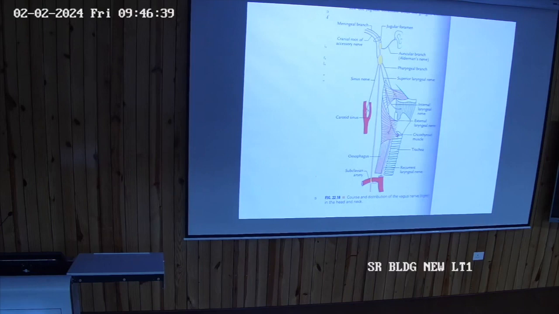Besides this, there are another two nerves which are not shown here in the diagram: the superior cervical cardiac branch and the inferior cervical cardiac branches. Both these cardiac branches you will read in detail in physiology. I am telling you just that on stimulation they produce inhibition of the heart, or they are the inhibitory centers of the heart.